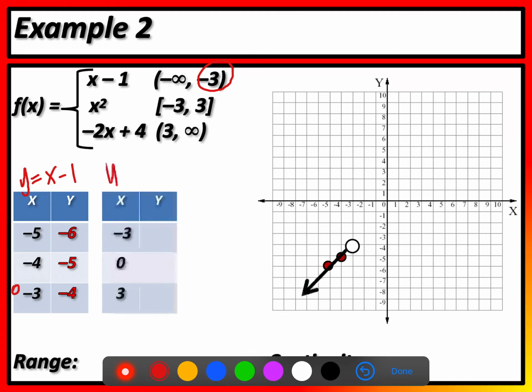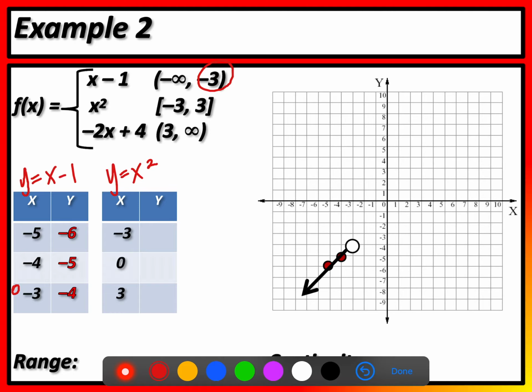All right, my second function is a quadratic. So this is going to have to be a parabola graph. Now, look at your interval. Okay, the first thing to notice is it has brackets. Okay, so we're going to have closed circles on all of these points.